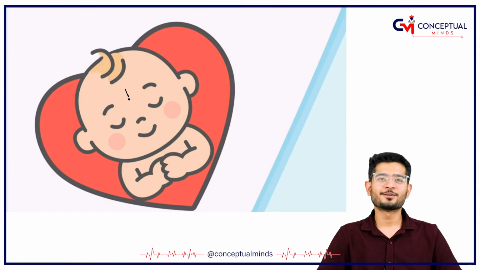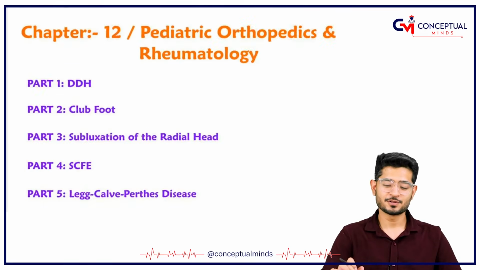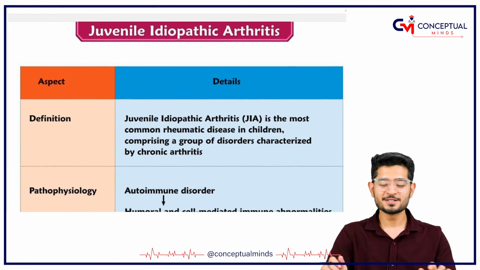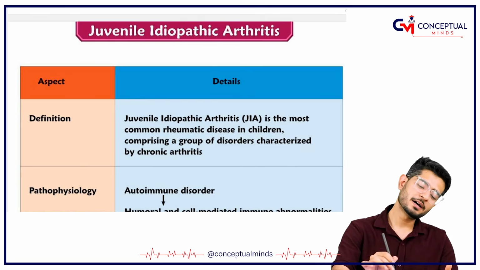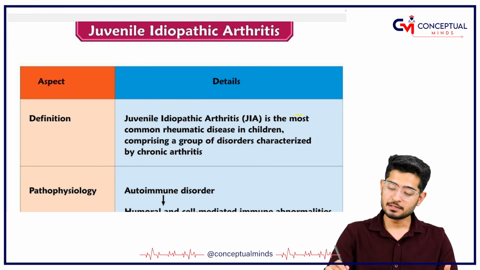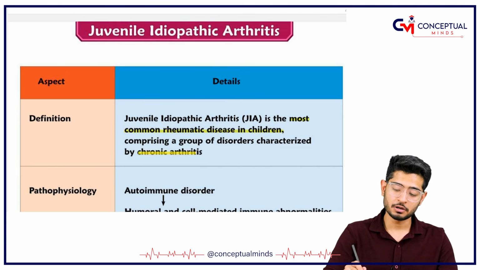I am going to teach the topic of pediatric orthopedics, that is juvenile idiopathic arthritis, which is also called JIA. So what is juvenile idiopathic arthritis? The name itself suggests that it's a disease seen in the juvenile population. It has arthritis, inflammation of joints, and the reason is not clear, that is idiopathic. Juvenile idiopathic arthritis is the most common rheumatic disease in children, comprising a group of disorders characterized by chronic arthritis.